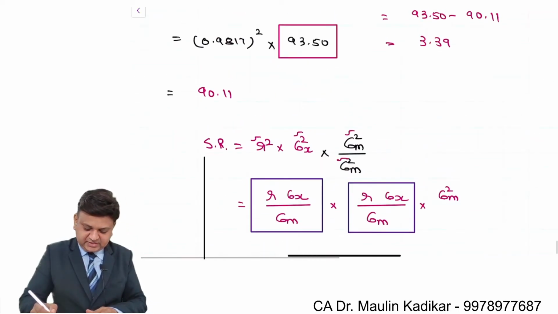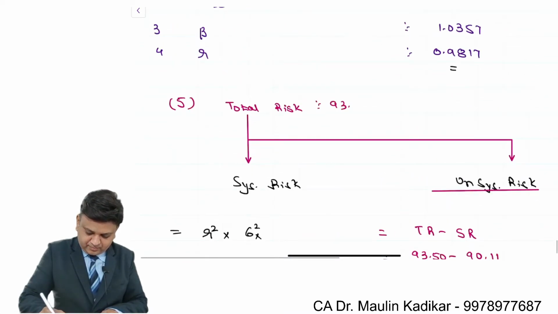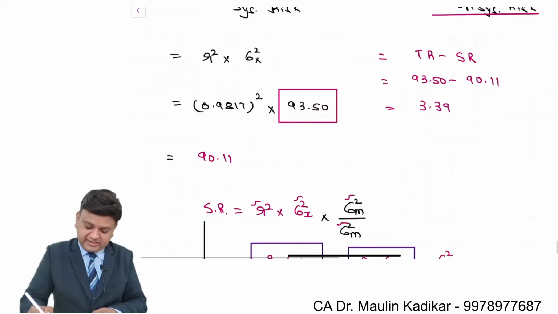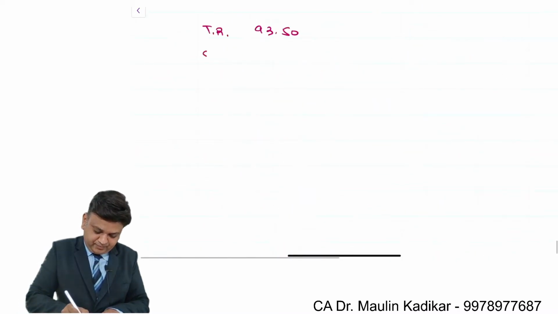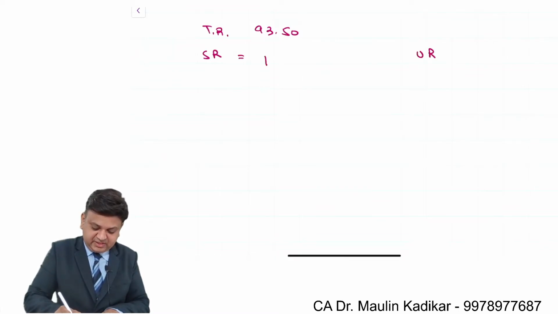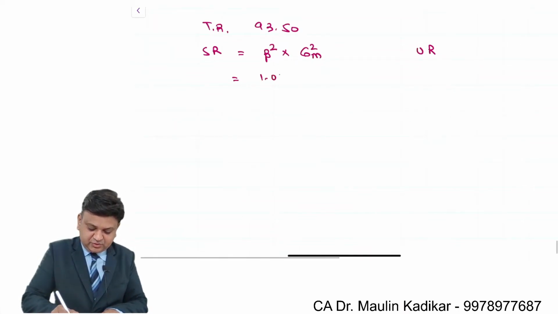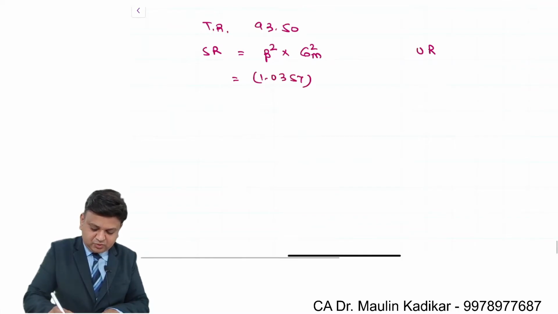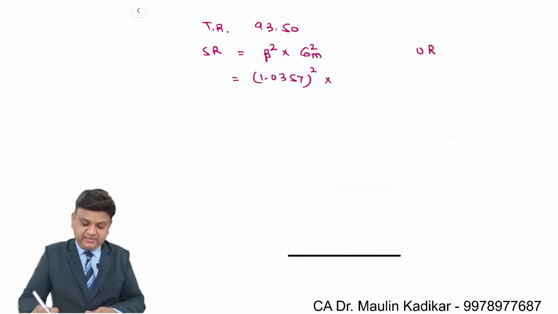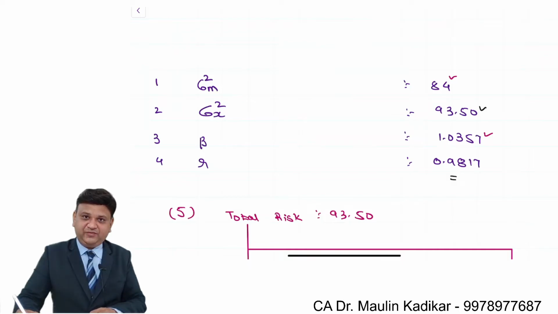Okay. So over here we can say like this, that again the total risk, 93.5, that is in the variance term, is divided into two parts, systematic risk and unsystematic risk. Systematic risk is beta square into sigma m square. What is beta? It is 1.0357 raised to 2 into sigma m square. You can see that the sigma m square is 84. Beta is 1.0357.